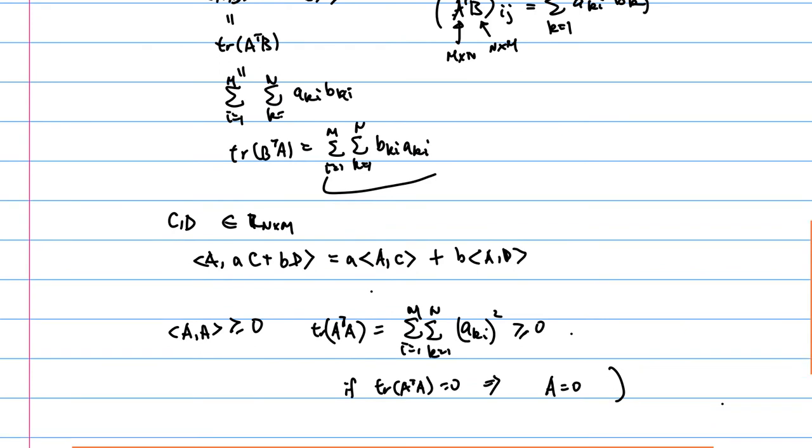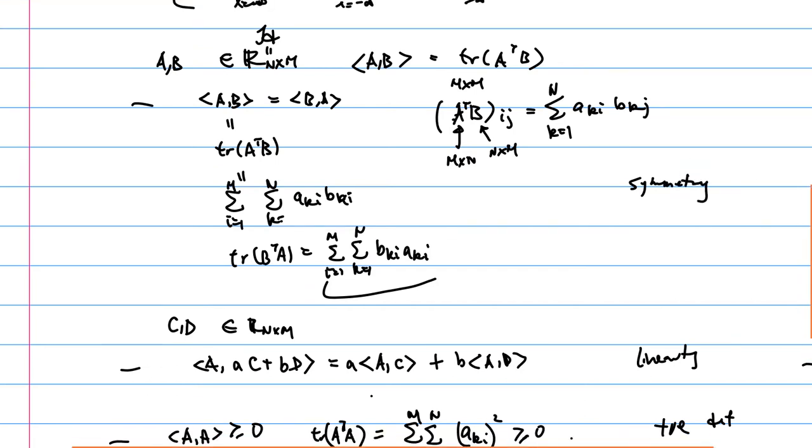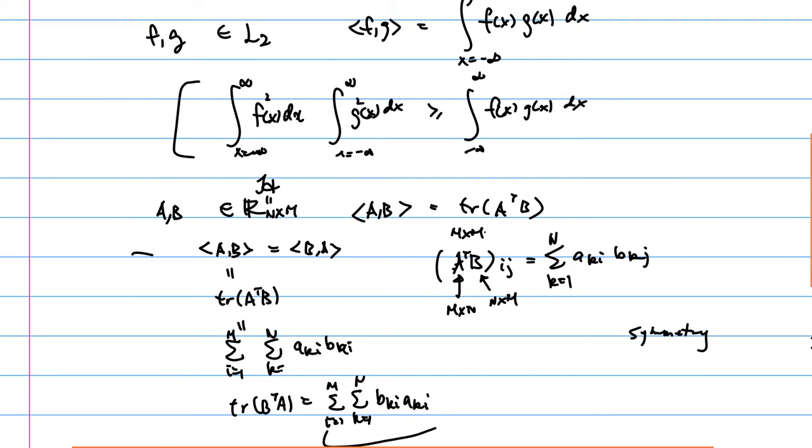Okay, so with all these three properties: this one is the positive definite property, this is the linearity, and this is symmetry. With all these three properties, we know that this is a valid inner product. Therefore, we can use the Cauchy-Schwartz inequality.